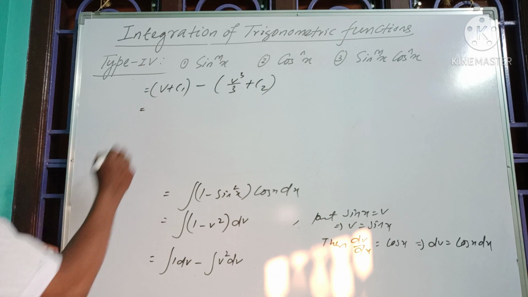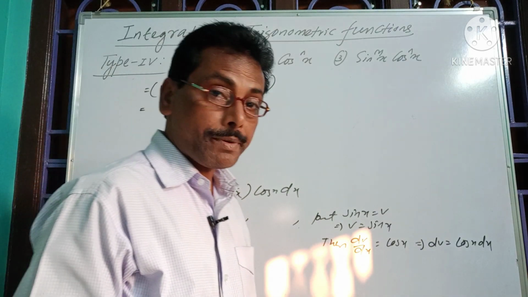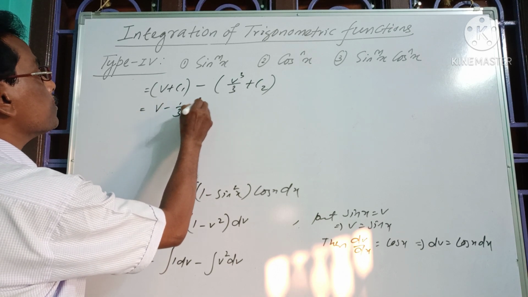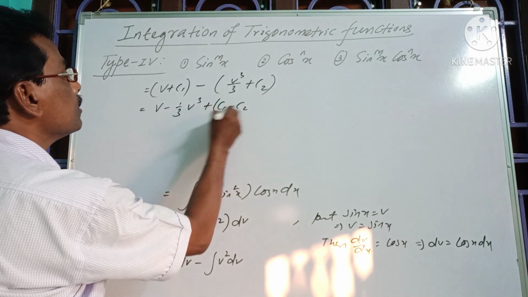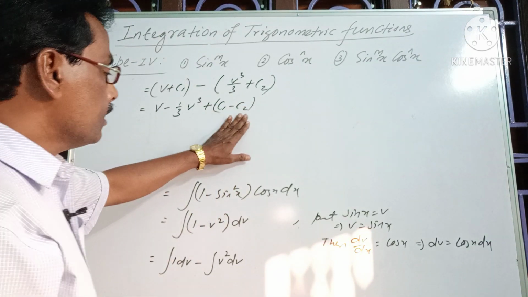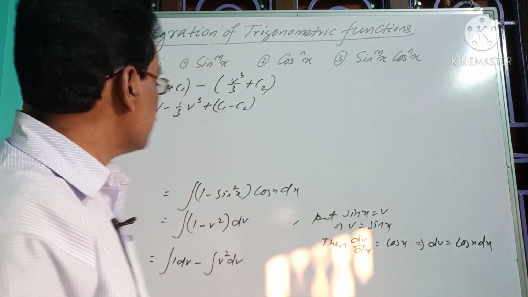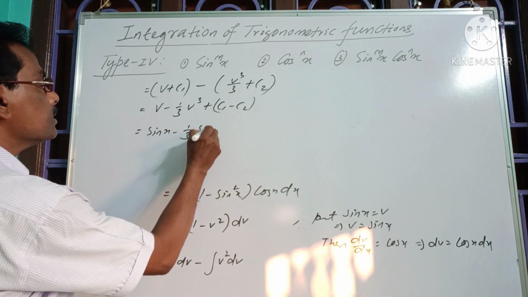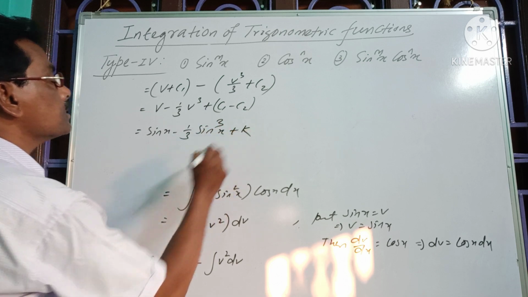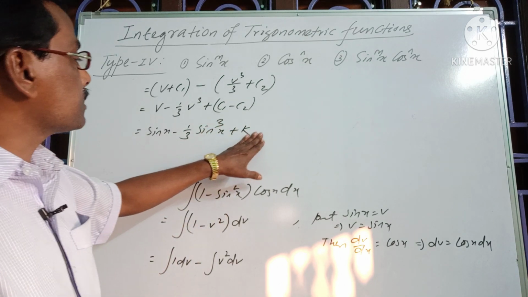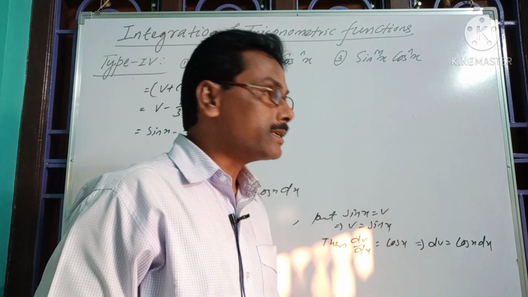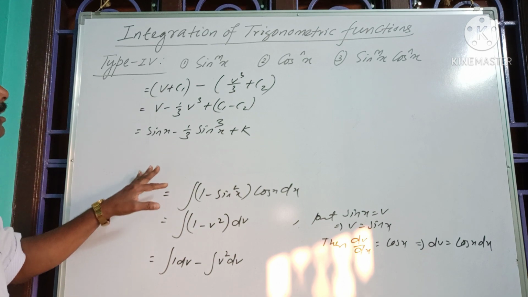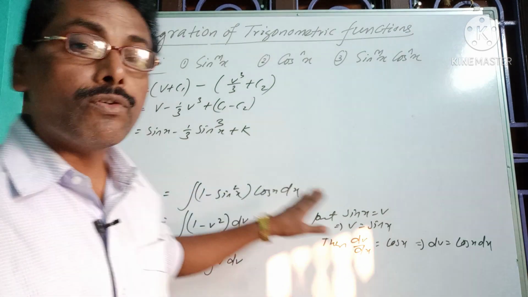So now collecting the functions and the constants of integration separately, we have v minus 1 by 3 into v cube plus c1 minus c2. Collecting the constants, we got c1 minus c2. So now replacing v as sin x, it will give us sin x minus 1 by 3 into sin cube x plus k in place of c1 minus c2, where k is the constant of integration. So in this process, we completed the integration of the function cos to the power 3 x with respect to x. So the integration is over now.